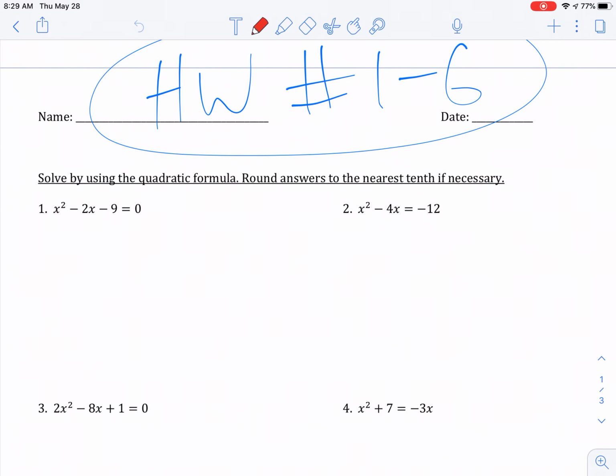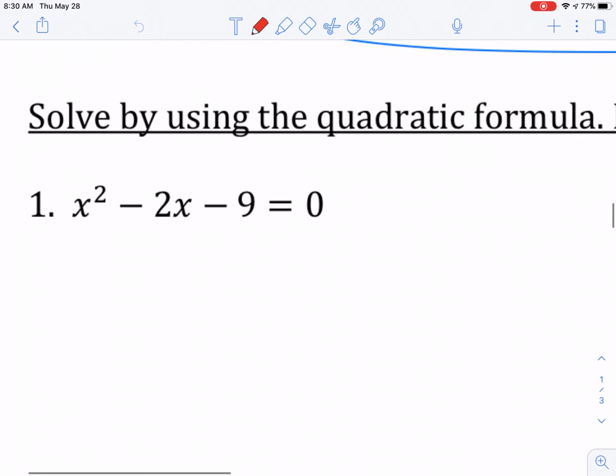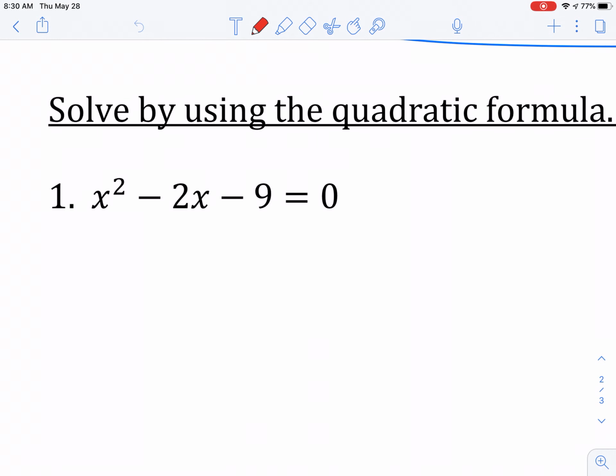Okay, this video is for anyone who may be confused on how to do these 6 problems using the quadratic formula. I'm just going to do a couple of them to demonstrate for anyone who needs a little clarity. So, in your quadratic equation, you have 3 terms, an x squared, an x, and a number.